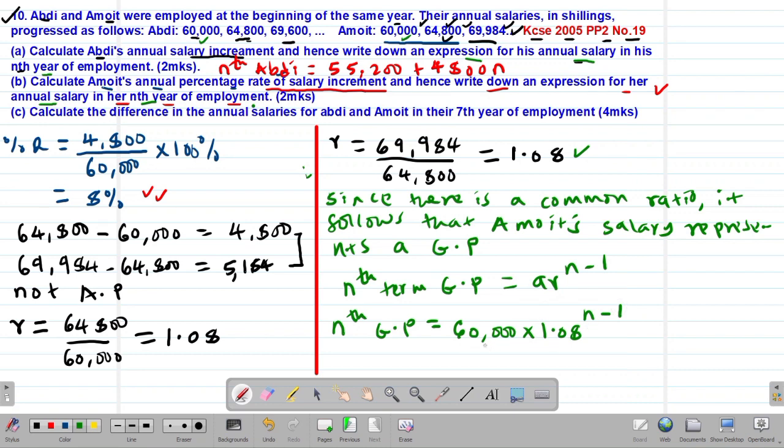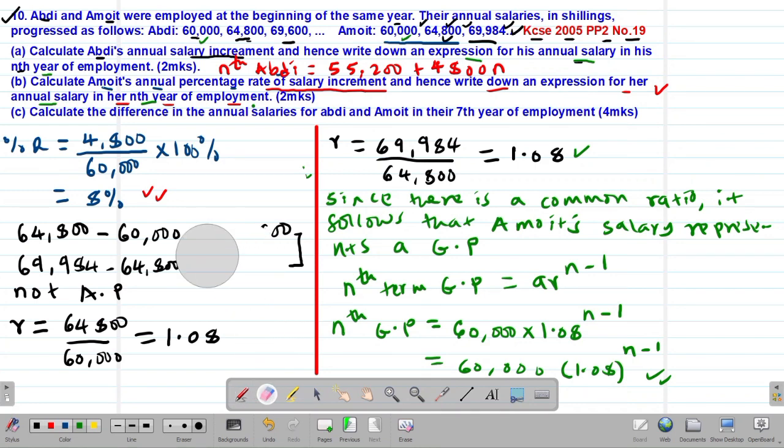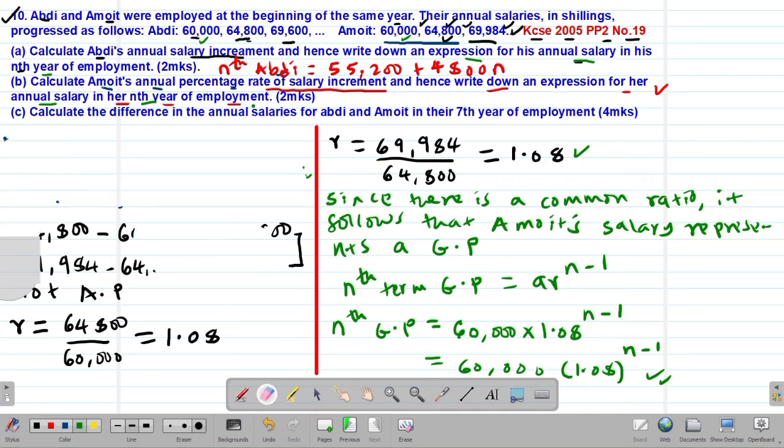We can even use brackets here, so we can also write it as 60,000 into bracket 1.08, to the power of n minus 1. So this is the equation for the nth term, that is the annual salary for Amoit during the nth year of employment. Okay, then we move to part C of our question.